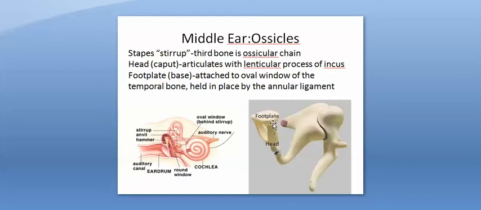So remember, the foot plate attaches to the oval window, and then is held in place by this annular ligament.